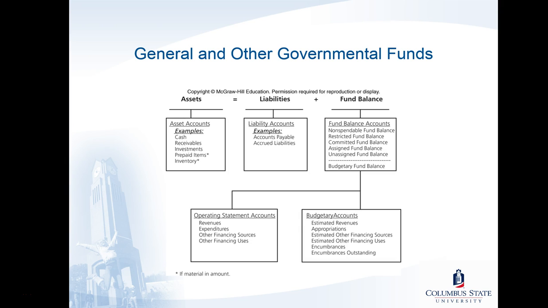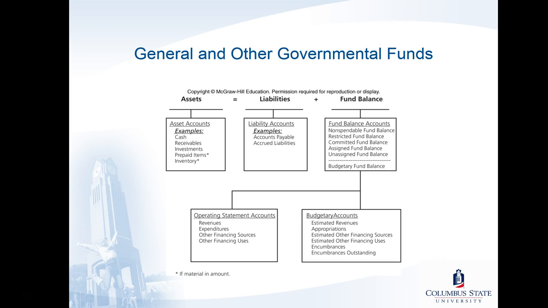And you can see the different examples: cash, receivables, investments, prepaid items and inventory if they're material; liabilities, accounts payable, accrued liabilities. The fund balance, there are different types. There's non-spendable, restricted, committed, assigned, and unassigned. We'll go into the differences later on those. And there's also budgetary fund balance. Remember, I told you we're dealing with budgetary accounts as well.